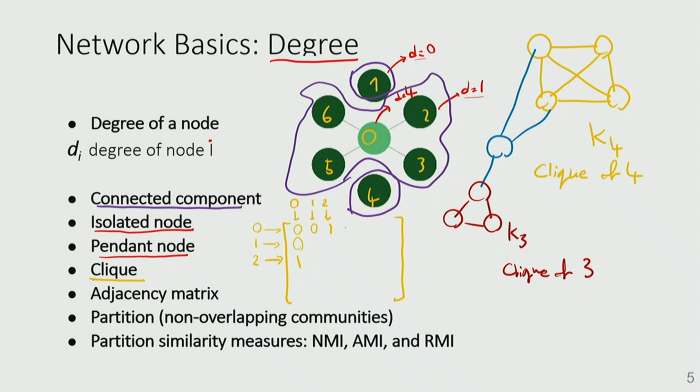So can someone tell me what I should write here for this entry for 0 and 3? 1, yes, because there's an edge between 0 and 3. 0 and 4, there's no edge, so there would be a 0 here. 0 and 5, there's an edge, so I have 1. 0 and 6, there's an edge, so I have 1. So this row represents the connectivity patterns of node 0. From this row, we can see that node 0 doesn't have an edge to itself or to node 1. It has one edge to node 2, one edge to node 3, no edge to node 4, one edge to node 5, one edge to node 6.